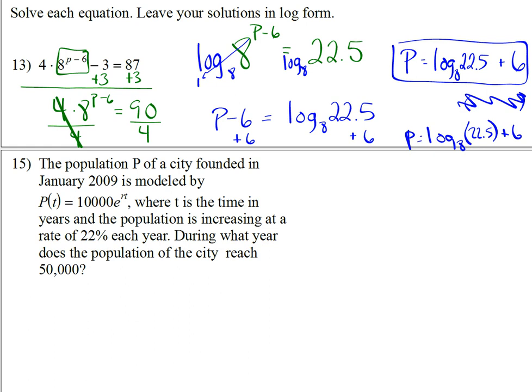And then number 15, we got a population. So again, we're looking at compounding continuously, and we know that because they're using A equals P e to the rt. T is time in years. It's increasing at a rate of 22% each year. So they tell us the rate, they tell us the time. During what year? No, they don't tell us the time. They tell us the final. During what year? That's the question.